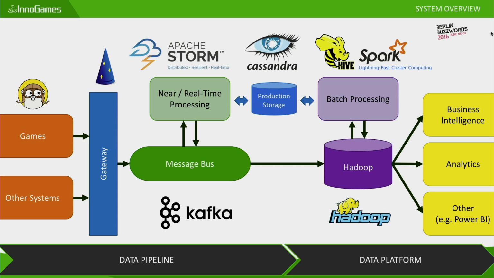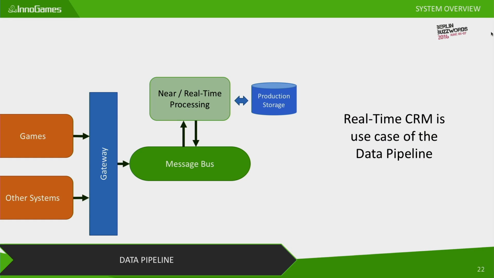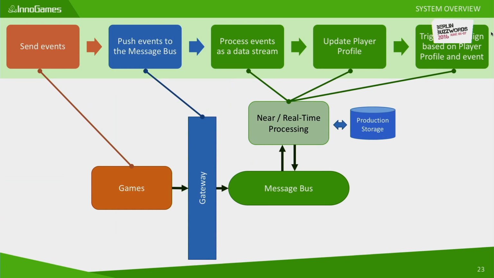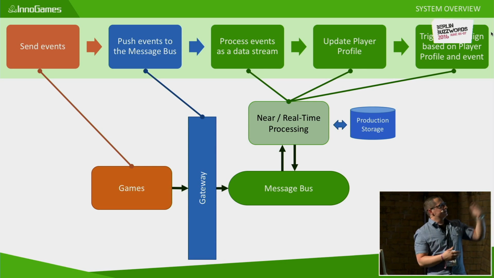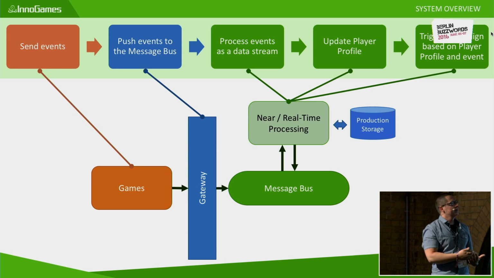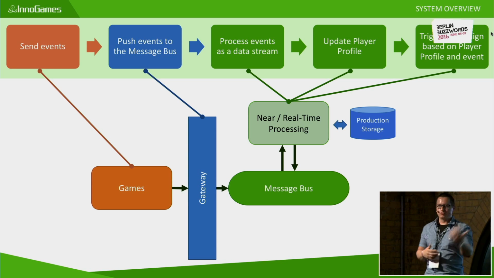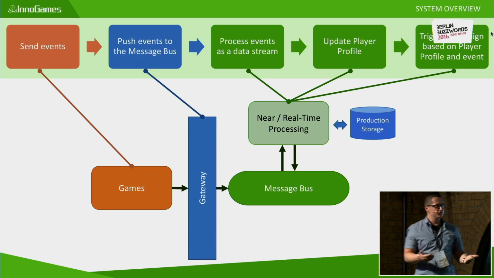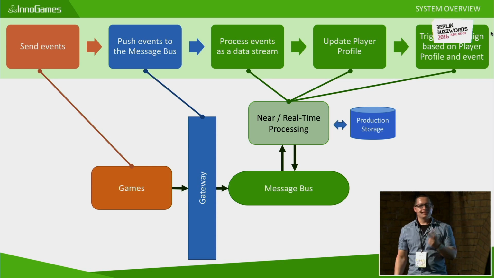And when we are now talking about this real-time CRM project that I showed you in the beginning, it's happening in the data pipeline part. So I focus on that part right now. To give you an idea of what happens there, it's fairly simple, basically. You have 5 simple steps that are happening within this real-time CRM process. First of all, we have events that get sent to the gateway. The gateway is then pushing it to the message bus, and then the events get processed event by event, as a stream. And then 2 things happen, basically.